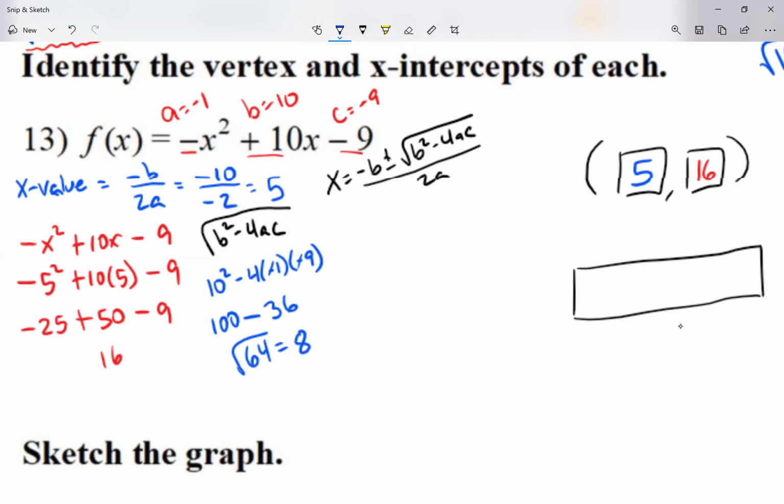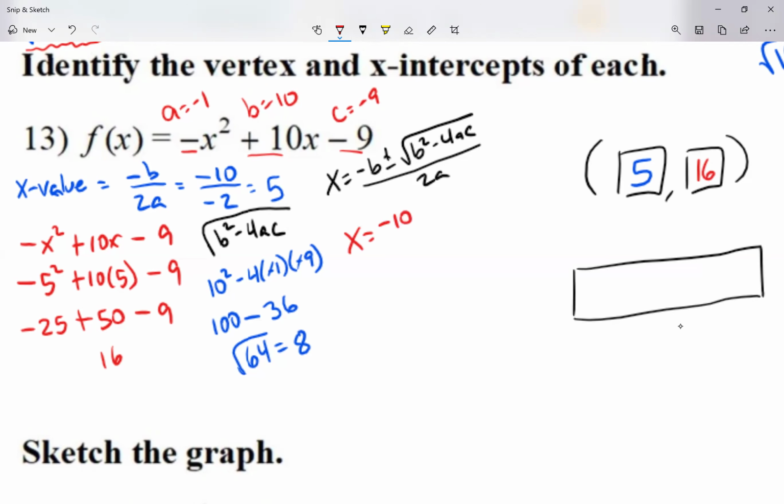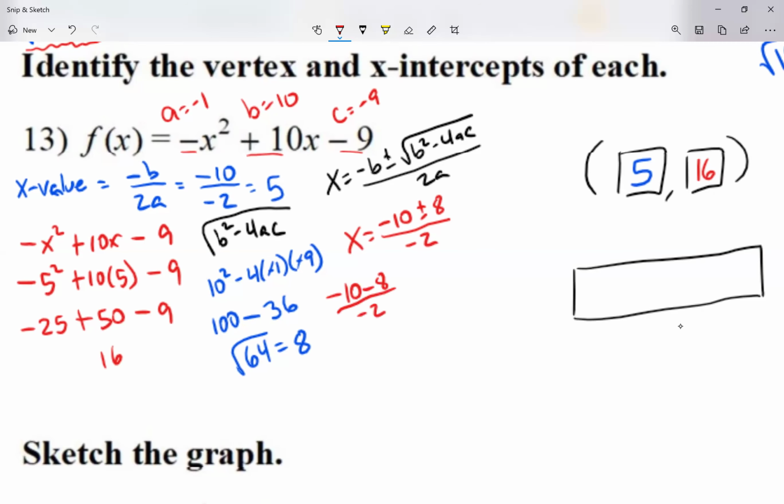The reason why I did that is because on our equation here, I have x is equal to negative b. So I'm going to write negative 10 plus or minus 8. All the square root part I already did, and I know the answer is 8. All of this is divided by negative 2. I just went 2 times negative 1, right? 2 times the a value. My two zeros are going to be, one of them is negative 10 minus 8 over negative 2, and the other one is negative 10 plus 8 over negative 2.